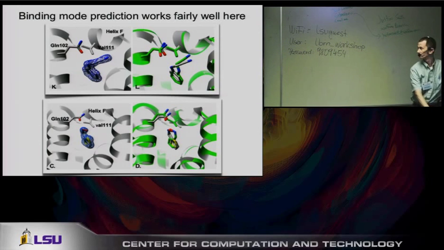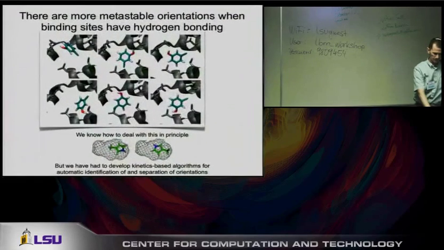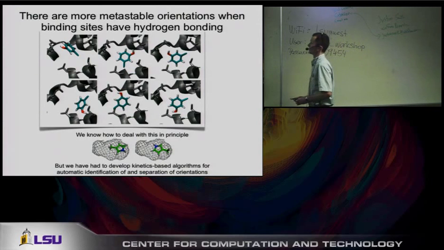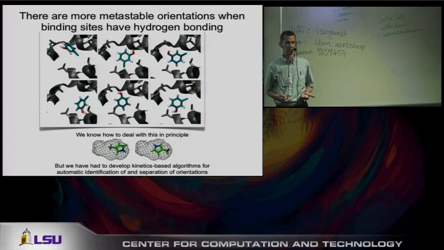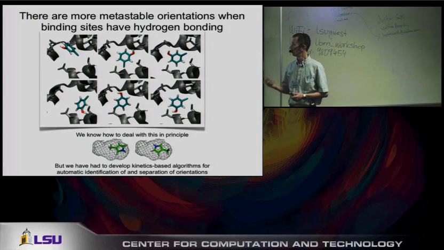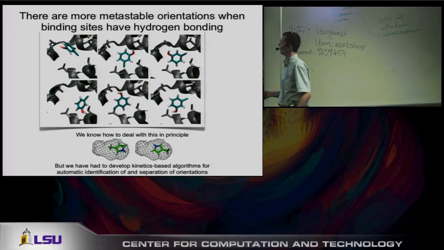We're doing a lot more work to follow up on this because we think we did have some sampling problems here that we have better algorithms to fix now. One of those challenges is that when you introduce hydrogen bonding in this binding site, it creates more potential ligand binding orientations, more metastable orientations. Here are some of them for one of these molecules. Now we've got about 6 or 7 of them.